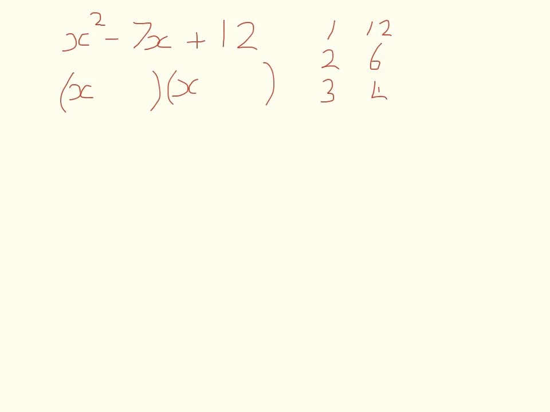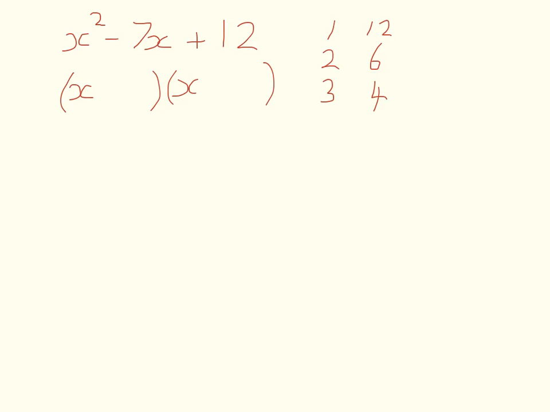Right, so let's try x squared minus 7x plus 12. This really is a bit harder, but I'm still going to put down my 2 brackets. I'm going to put down an x and an x because they multiply together to give me x squared. Now I want 2 numbers that multiply together to give me plus 12. What I'm going to do here is write them all down at the side. I've got 1 and 12, 2 and 6, and 3 and 4.